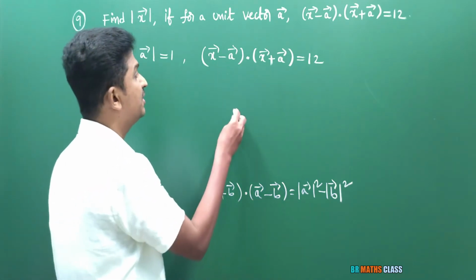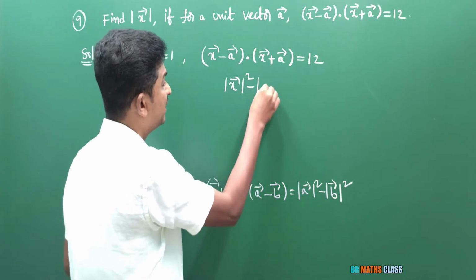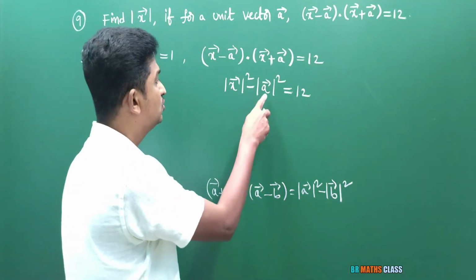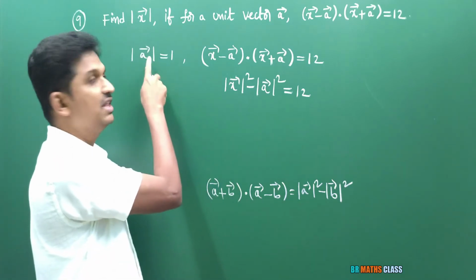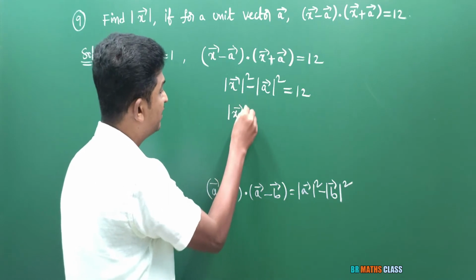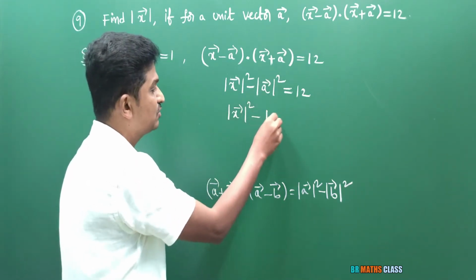Then this will become magnitude of x bar whole square minus magnitude of a bar whole square equals 12. Here you know the magnitude of a bar. They have given in the question that the magnitude of a bar is 1. So I'll write magnitude of x bar whole square, minus 1 square. 1 square is 1 only.